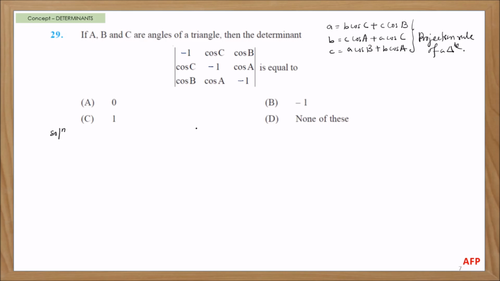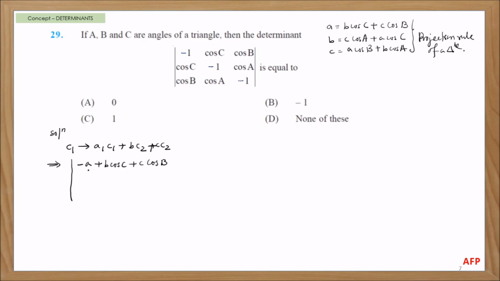Okay, this we will use it here. So first column we will multiply with A, second column we will multiply with B, and third column we will multiply with C, and we will add them. Okay, so first column how we are changing. The first column we have multiplied with A, so minus A. Second column we have multiplied with B, and third column we have multiplied with C.